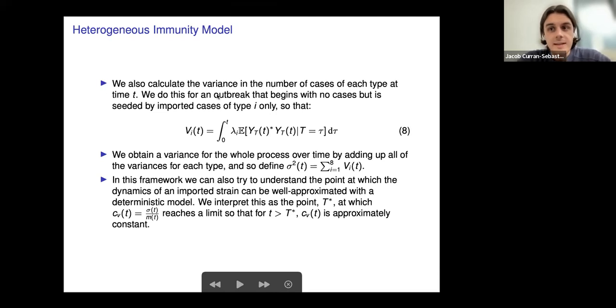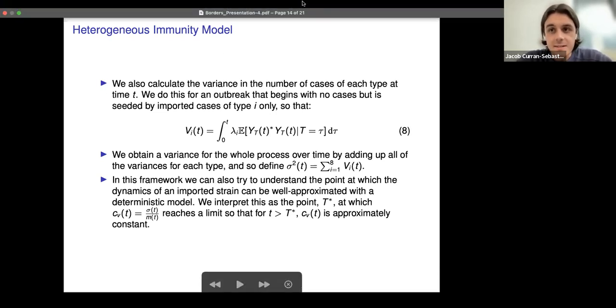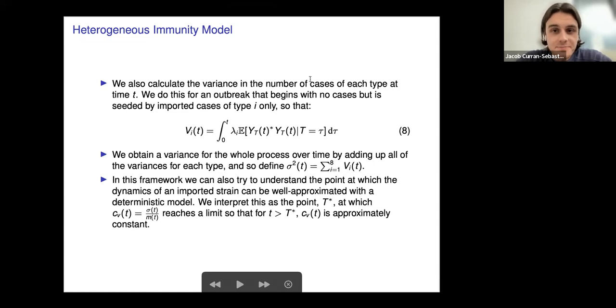And we can also recover the variance, which is a little bit more technical, a little bit more involved, but still possible to do analytically. And we do this for an outbreak that begins with no cases and is then seeded by imported cases of type I. So we assume that at the start of the epidemic, if we think about maybe Omicron, there are no Omicron cases in the country, and then drip by drip, there are going to be cases of each type coming into the country from externally.